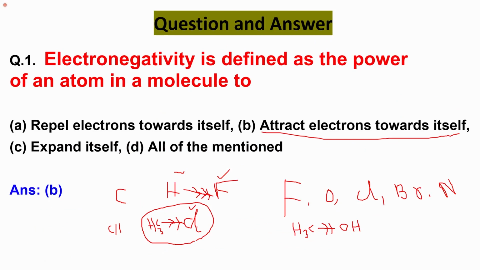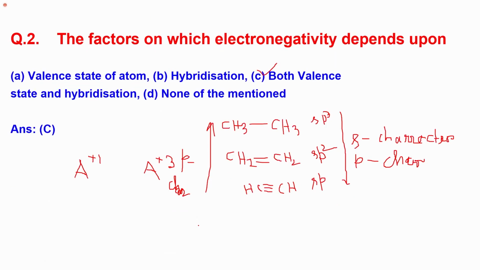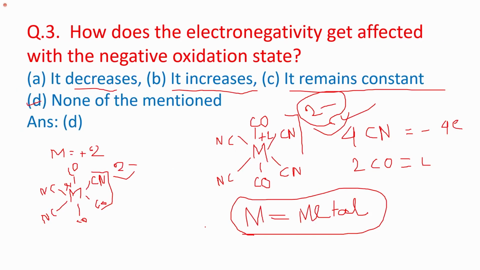Electronegativity is defined as the power to attract electrons towards itself, as I already explained. The second question was how electronegativity depends upon both the valence state and the hybridization. I gave two examples: the s character, and the oxidation state along with hybridization. The third question was how the negative oxidation state matters for electronegativity.